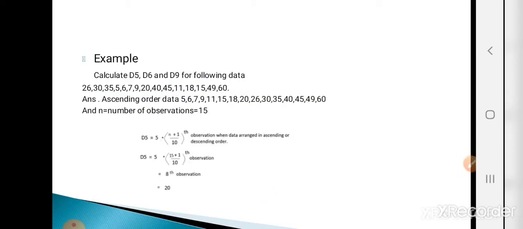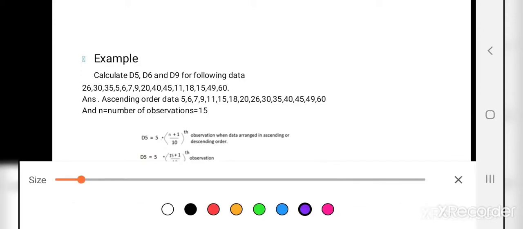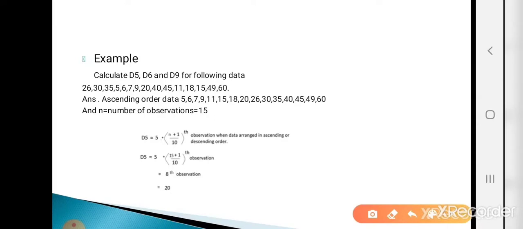Calculate D5, D6 and D9 for the following data. The data given is 26, 30, 35, 5, 6, 7, 9, 20, 40, 45, 11, 18, 15, 49 and last is 60. To find the deciles, we need to arrange the data in ascending order first. Ascending order data is 5, 6, 7, 9, 11, 15, 18, 20, 26, 30, 35, 40, 45, 49 and last is 60. We are given a total of 15 observations, so here the n value is 15.